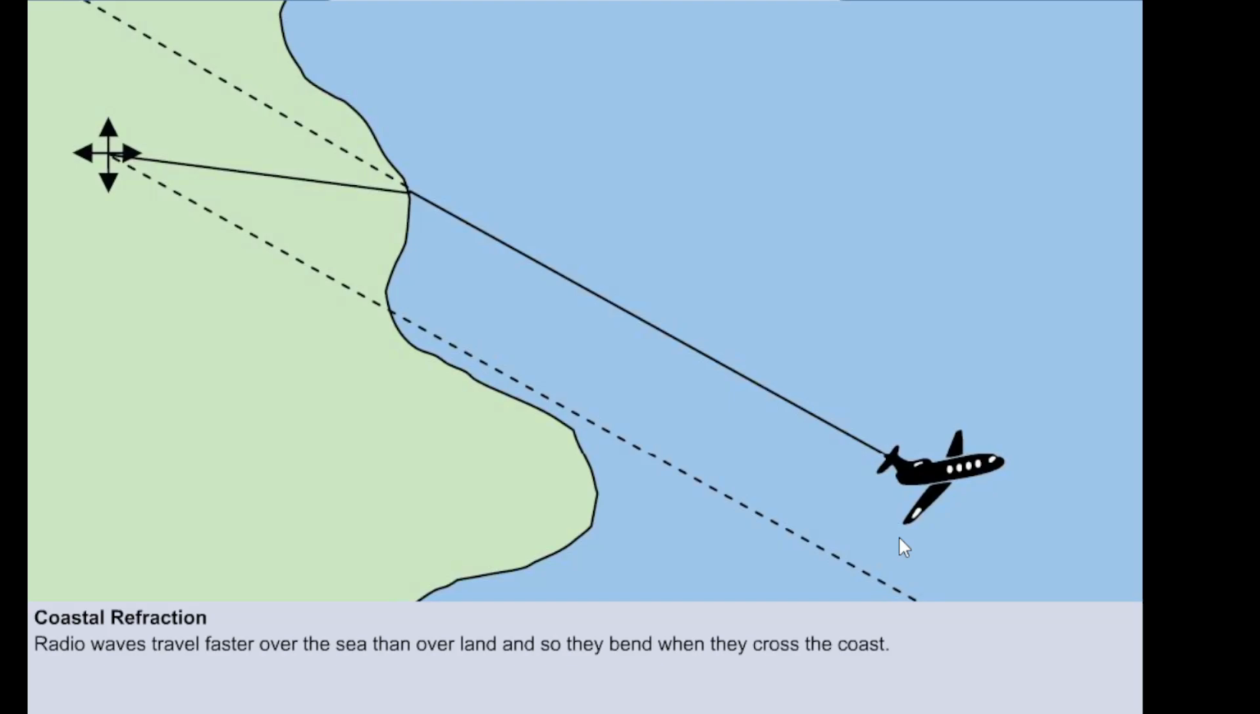Coastal refraction occurs because a radio wave travels faster over the sea than it does over land. As a result, any wave that crosses a coastline at other than 90 degrees will bend slightly towards the medium in which it travels slower, namely the landmass. Again, the degree of refraction decreases as the frequency of the radio signal increases.